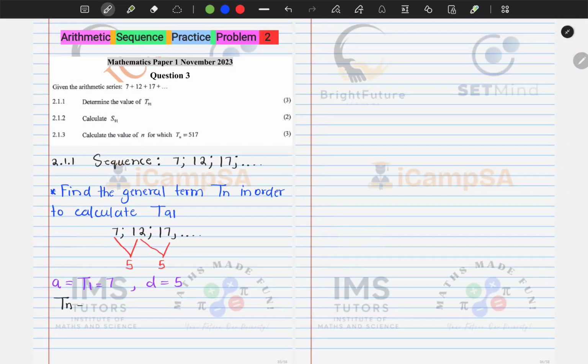We know that Tn is always given by a plus n minus 1 times d. If we substitute here, you will see that we have 7 plus n minus 1, then times 5, and the answer to this, you should be able to see, will be 5n plus 2.